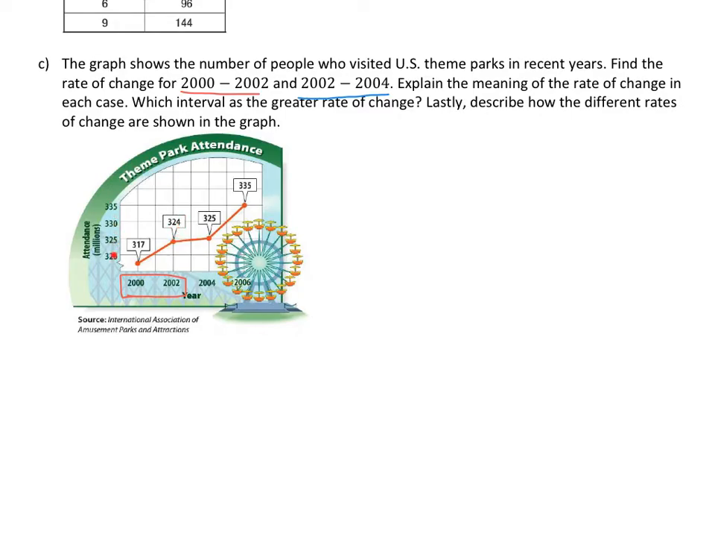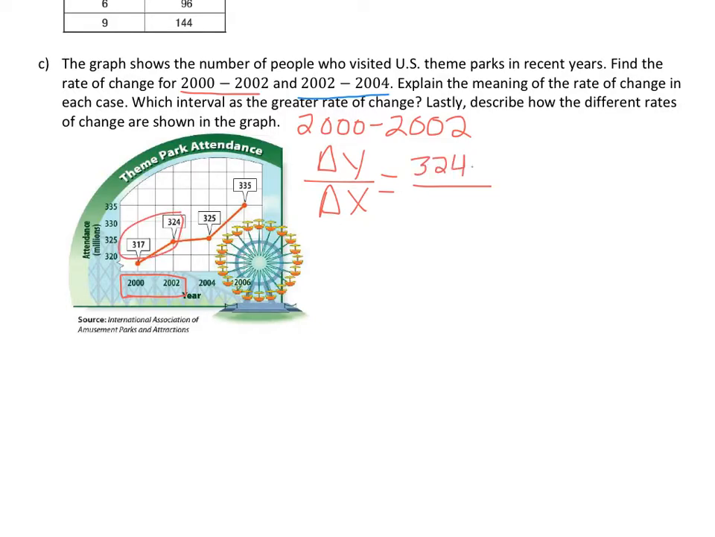So here we have our y-axis and our x-axis. Remember, rate of change refers to change in the y over change in the x. So to find this, again, we have change in y over change in x. And let's label this 2000 to 2002. To find the change in the y values, we're going to subtract the y values: 324 minus 317. And to find the change in the x, we're going to subtract the x values. Well, the x values are the years, 2002 and 2000.